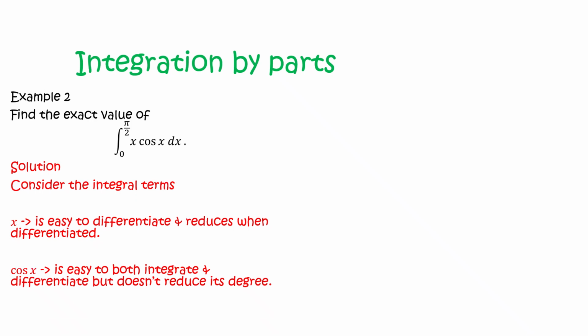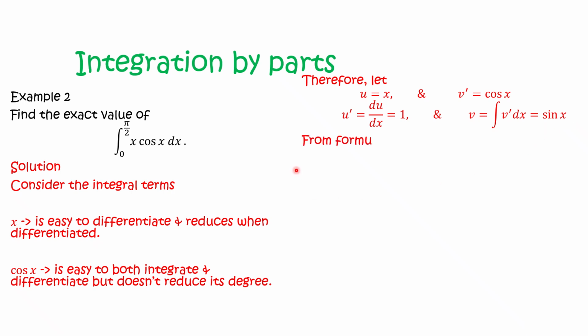With that in mind, we are going to let u be equal to x and v prime be cos x. We find the derivative of u so that we get u prime is 1, and integrate v prime to get v, so that we get sin x. The next thing, of course, from formula star is to substitute. So now we have our u, v, u prime, and v prime.